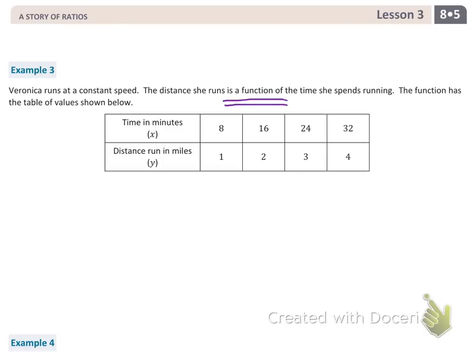So my question is, what is the equation that defines this function? Here we have inputs of time, output of distance, and we know that this is constant speed, therefore it's a linear function. So we should be able to write a linear equation that would define it. Go ahead and think about what that would be, and you can pause the video if you need to.